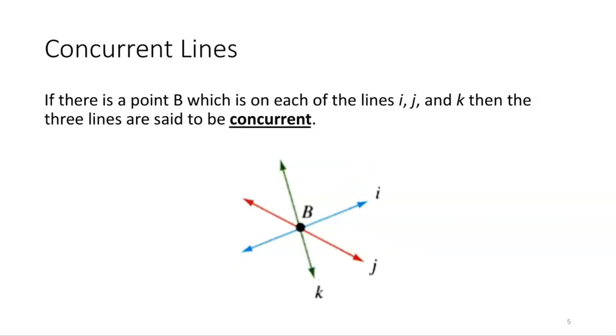Going back to lines, if you happen to have 3 or more lines that all intersect at the same point, we call them concurrent. So if there happens to be a point that is in each of the lines, in this case I, J, and K, those lines are said to be concurrent.